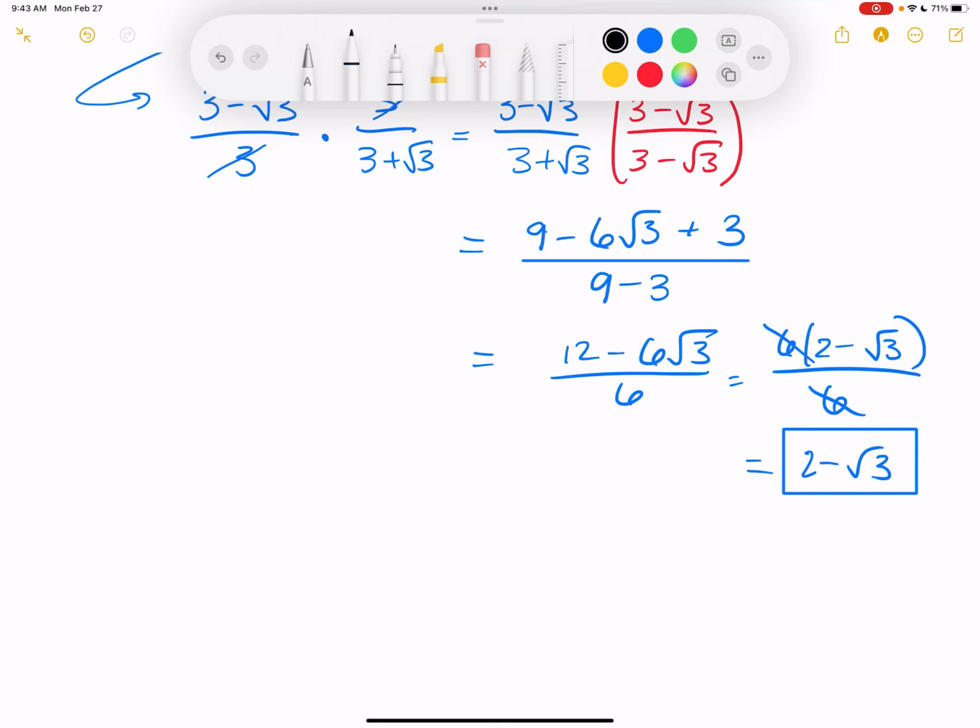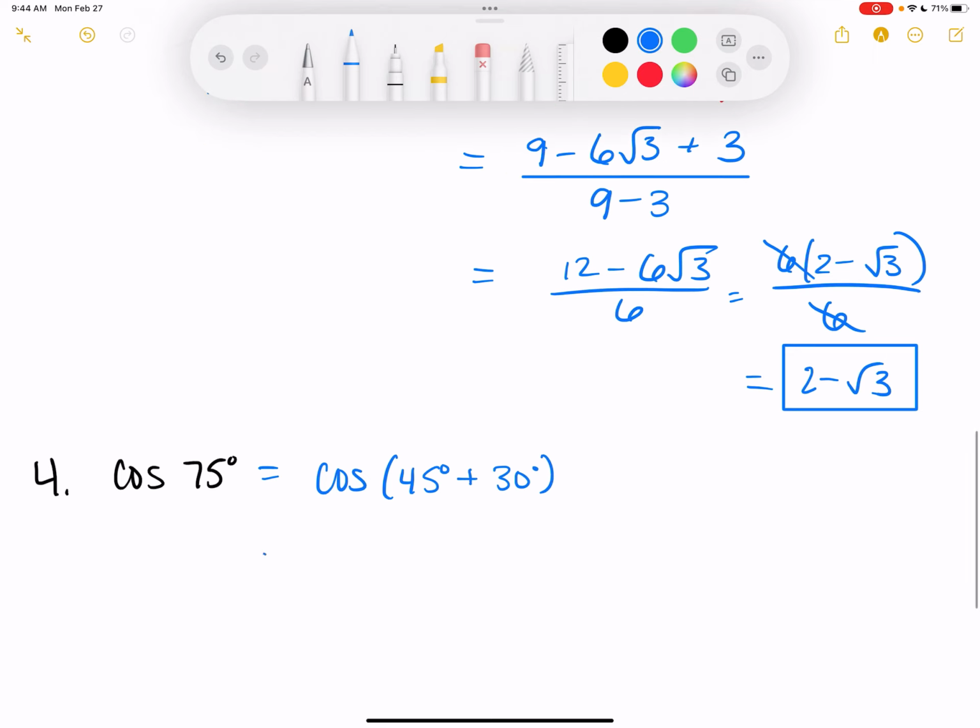All right, number 4. Cosine of 75 degrees. 45 and 30. Yeah. Cosine of 45 plus 30.